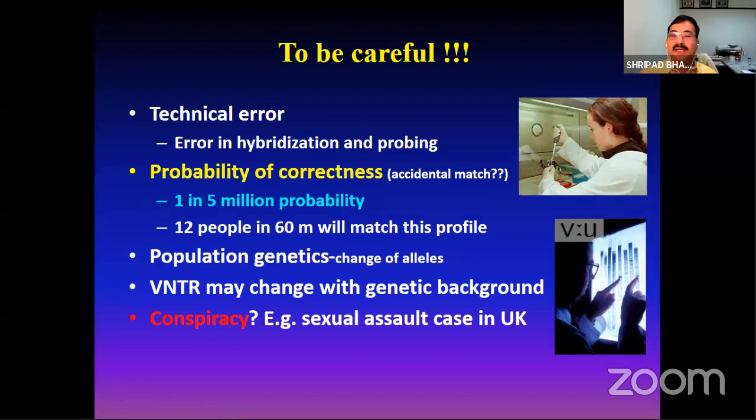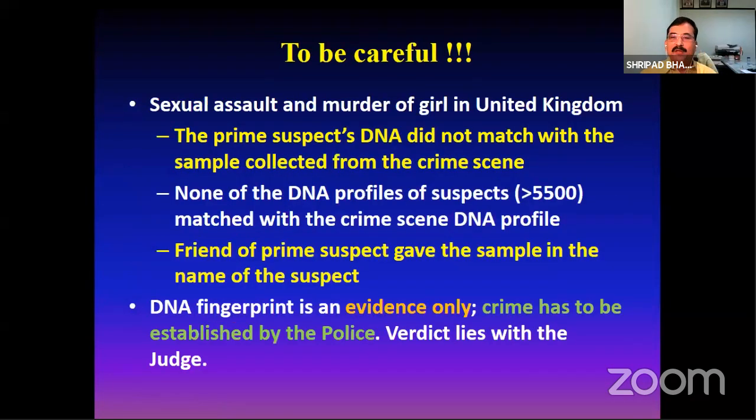There are certain cases I just mentioned about the conspiracy. Now, let me give you an example of what can happen even if you use this DNA. There was a sexual assault case. Police got the DNA profile from all those suspects, even more than 5,500 people. They could not match a single profile. Even the culprit who was there said, I have given the DNA, but his DNA was not matching. You know why? Actually, in place of that culprit, his friend gave the DNA. The culprit said, I am not giving my DNA, I am giving the DNA of a friend. So now that DNA is not matching with the crime site profile.